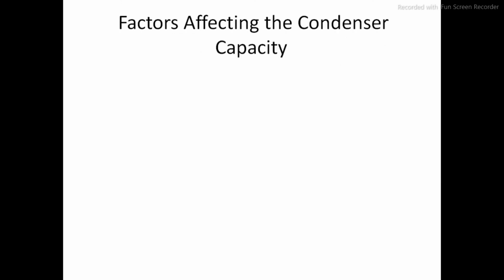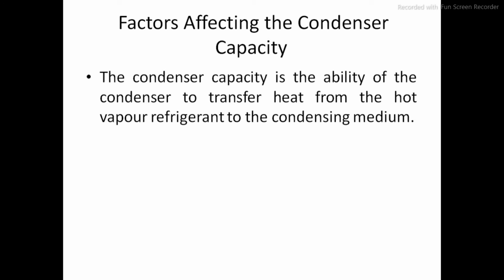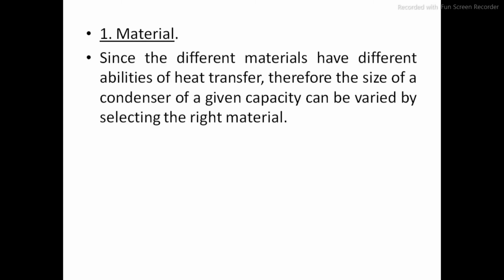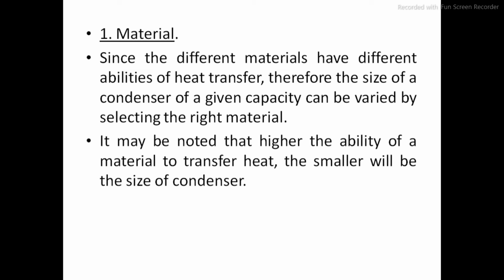Now, after discussing the working of the condensers, let's discuss the factors affecting the condenser capacity. The condenser capacity is the ability of the condenser to transfer heat from the vapor refrigerant to the condensing medium. The heat transfer capacity of a condenser depends upon the following factors. First one is material. As we know, different materials have different ability of heat transfer, therefore the size of the condenser of a given capacity can be varied by selecting the right material. It may be noted that the higher the ability of the material to transfer heat, the smaller will be the size of the condenser.